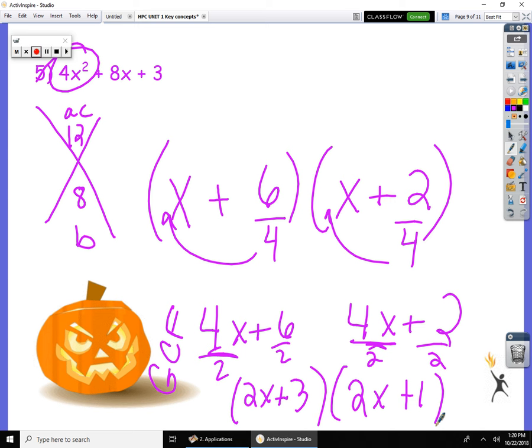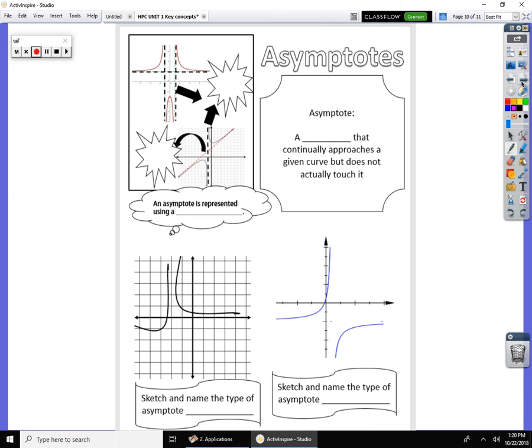Okay, good. All right, if you will grab your workbooks and please look for this page in your workbook. An asymptote is a line that continually approaches a given curve, but it never actually touches it. An asymptote is represented using a dotted line. Okay, I'm going to come back to this top one in a second. Take a moment and please draw in where you think the asymptote should go for picture 1 and picture 2.